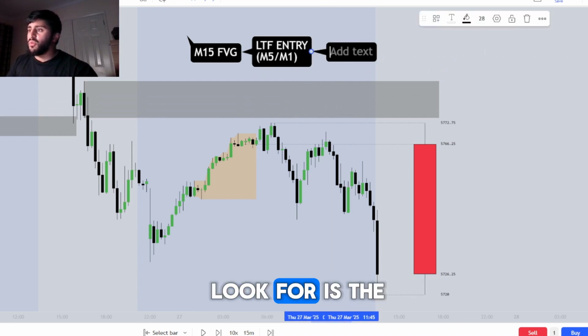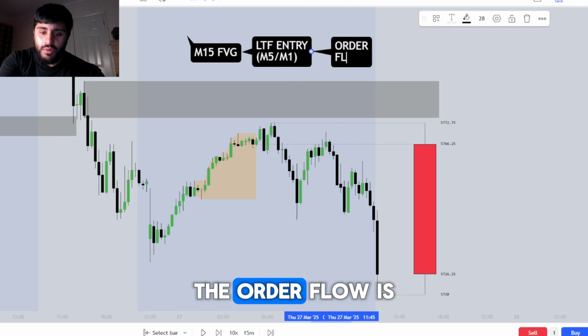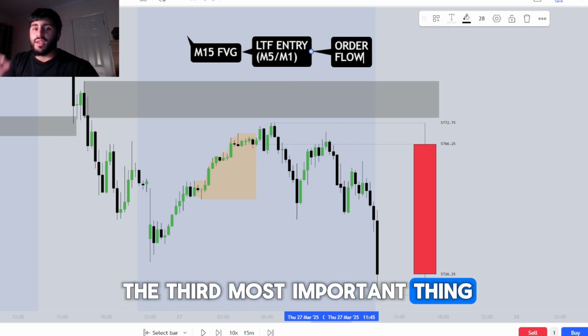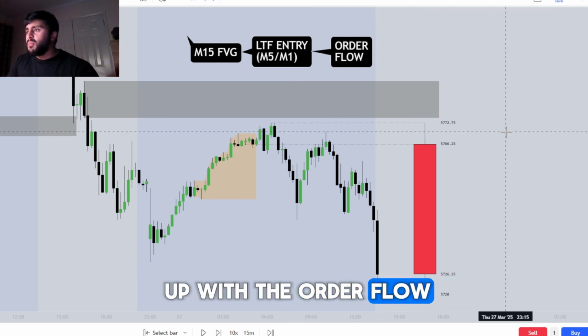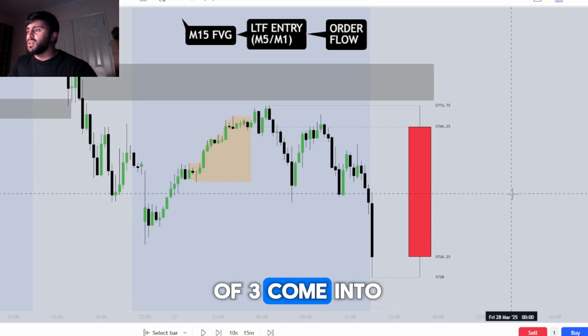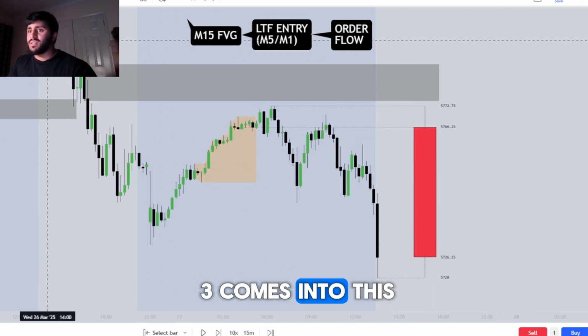The third thing we look for is the order flow, right? The order flow is the third most important thing, and people always mess up with the order flow. But the question is, where does the Power of Three come into all of this, right? So the Power of Three comes into this with the following.